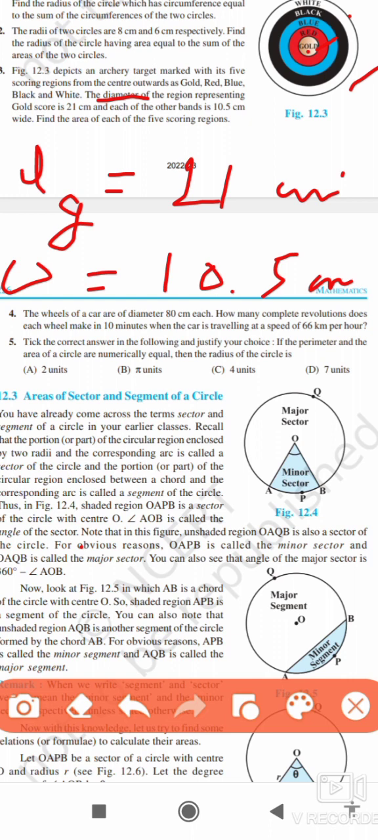Red one is area of the outer circle minus area of the inner circle. Area of the outer circle minus area of the inner circle. That is the area of the red. Similarly, blue: area of the outer circle of blue minus area of the inner circle, that is of red. Alright, so that is how I will be solving this out.